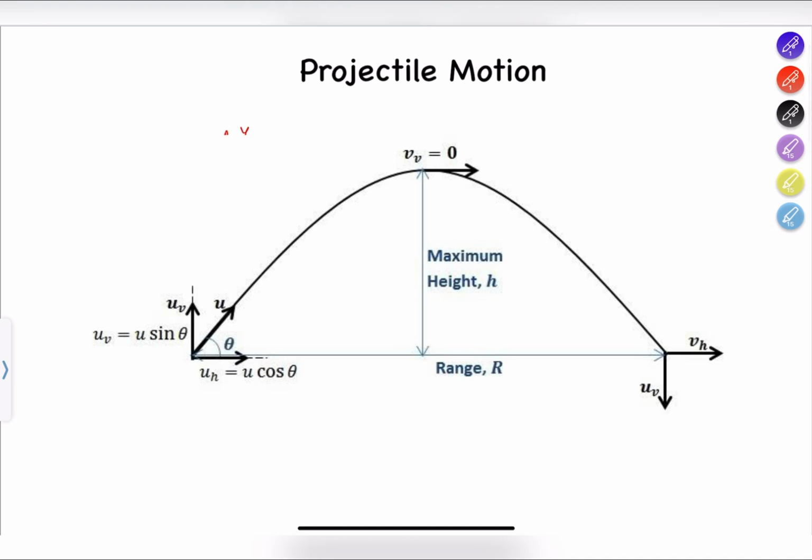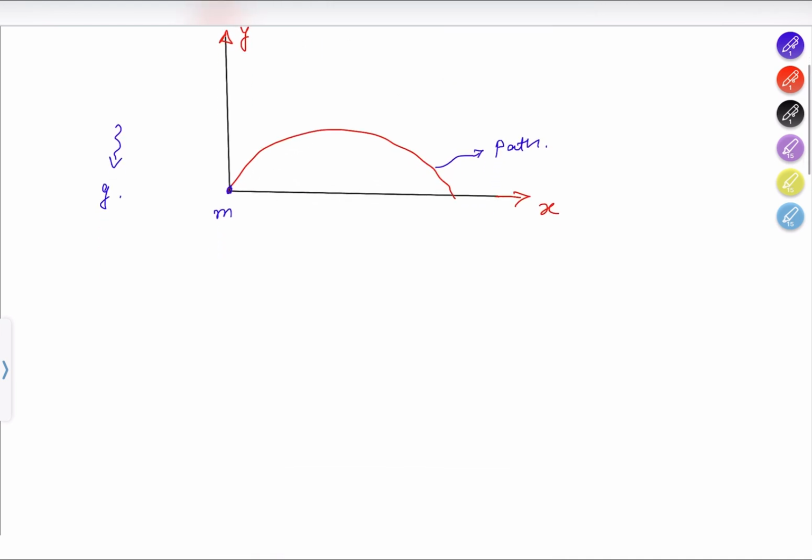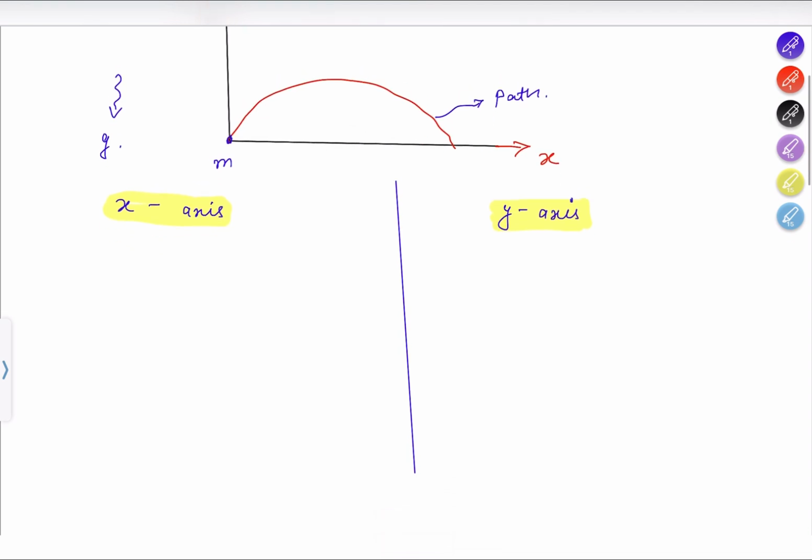Now let's discuss the mathematics of this projectile motion. Two types of motion are taking place in a projectile. First motion is along the x-axis and the other motion is along the y-axis. Is it clear? These two motions are quite different from each other and we will see how. So let's see the motion along the x-axis. The motion along the x-axis is a uniform motion. Why uniform? Because acceleration along the x direction is 0.